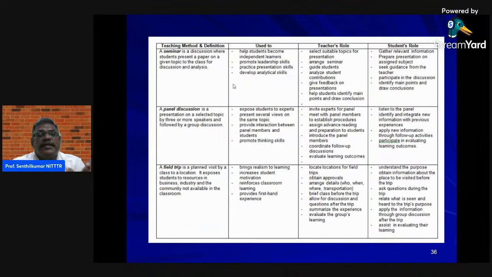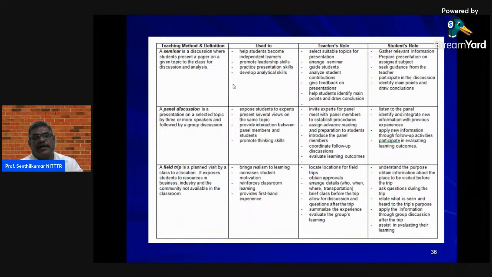Suppose I am also discussing automobile technology, I have to arrange for one industry expert, one from an academic institution, one from a research institution. So we have to arrange a panel discussion. The students will also ask the questions. There is a panel discussion, and a field trip. Under the field visit, you have to arrange.